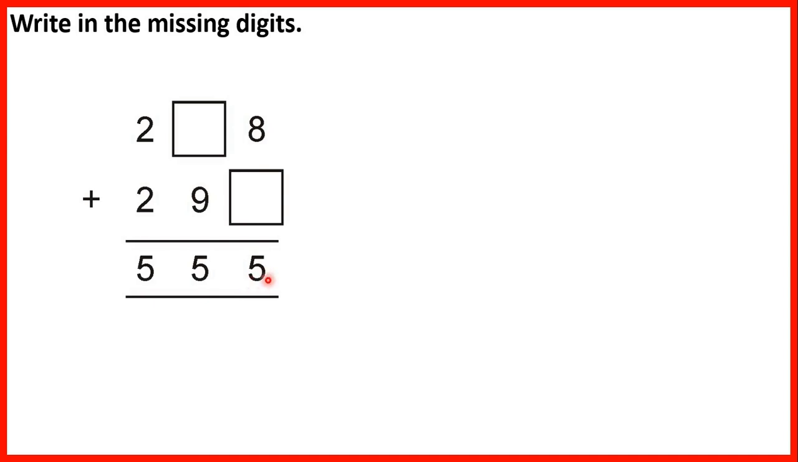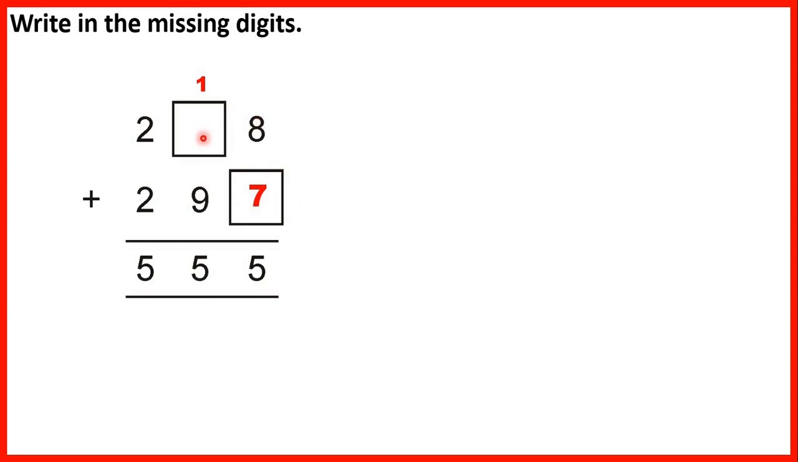But because 5 is less than 8, we know that they haven't added to make 5. They must have added to make 15 and then carried the 1. So 8 plus 7 is 15, because 15 minus 8 is 7, or 15 minus 7 is 8. So this digit here must be a 7.